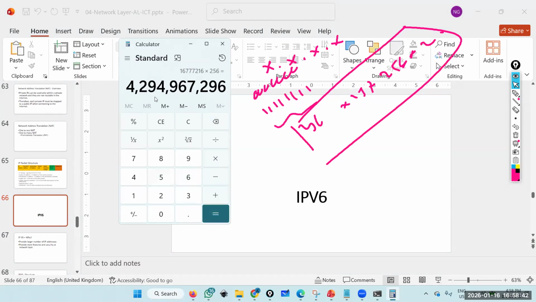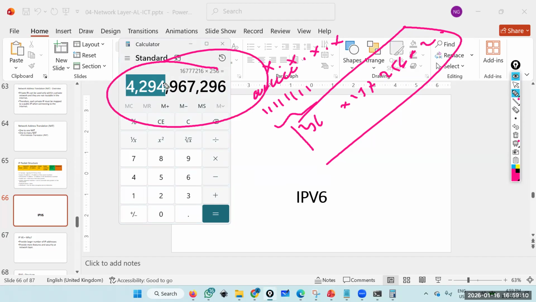Okay, so this is 4,294 million. But remember, out of this also, class A, B, C, D, and E is not for subnetting. Right? So therefore, it's less than this. And they thought this is enough. But now the internet is all over the world. So therefore, now this many IP addresses are not enough. Actually, you can't use all of these either, because class D and E are reserved for other purposes. Okay. So therefore, now we need a bigger width IP address.